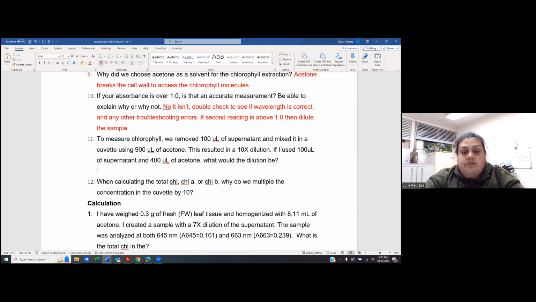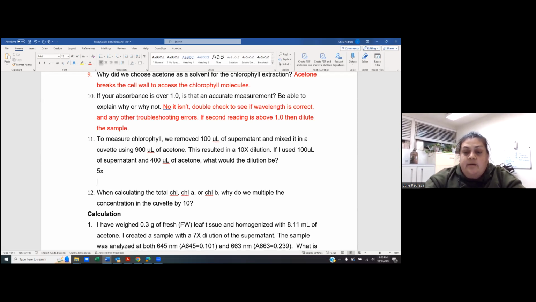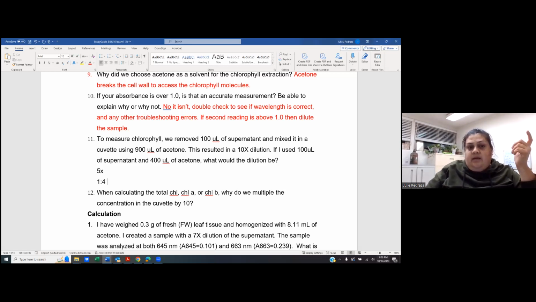5x. Do you guys remember how we did that? It can be 5x. It could also be written 1 to 4. 1 part supernatant and 4 parts acetone. But the answer is 5x, okay? Do you guys see how we got that?